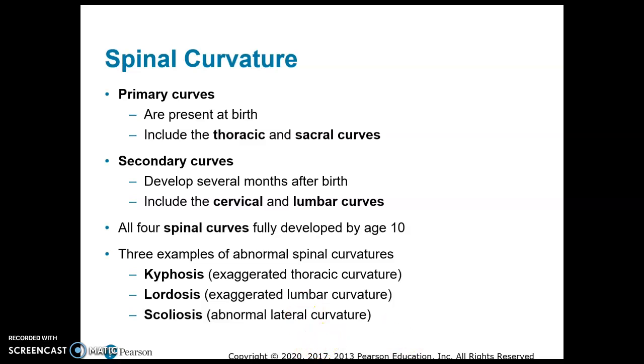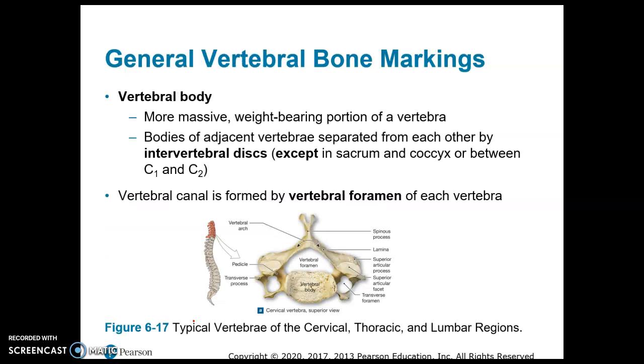We need to talk about abnormal spinal curvatures. Kyphosis is an exaggerated thoracic curvature. Lordosis is an exaggerated lumbar curvature. My mother used to call that swayback. And scoliosis is abnormal lateral curvature.